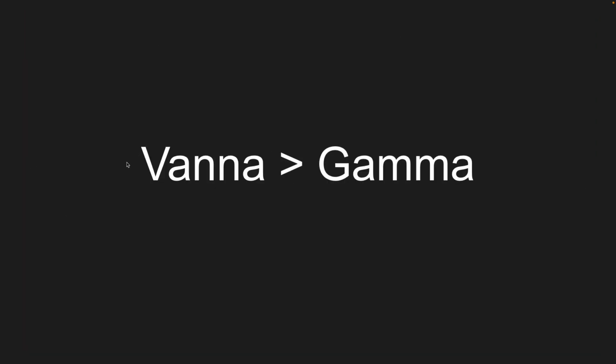So the first thing I want to talk about that I haven't talked about before is that Vanna is actually greater than Gamma, meaning it has a bigger effect from a market maker perspective than Gamma does. And I'll talk about some of the nuances involved with that in a bit.